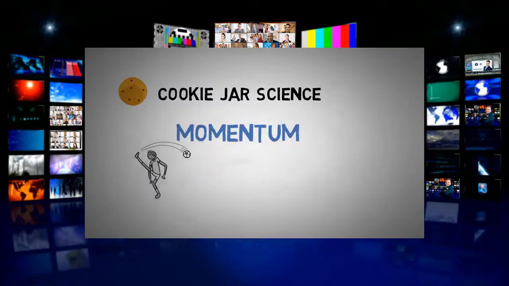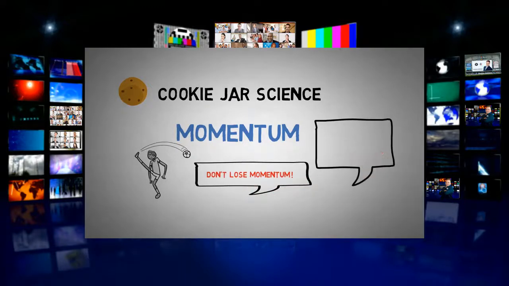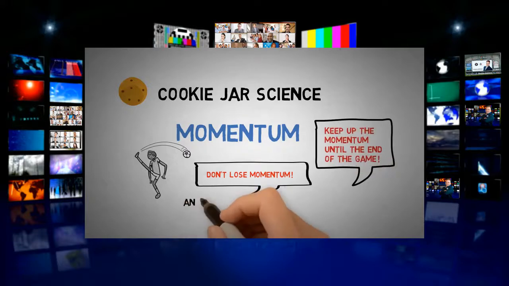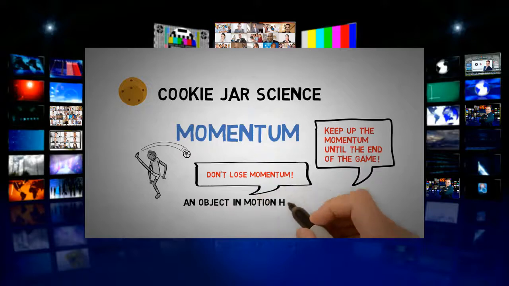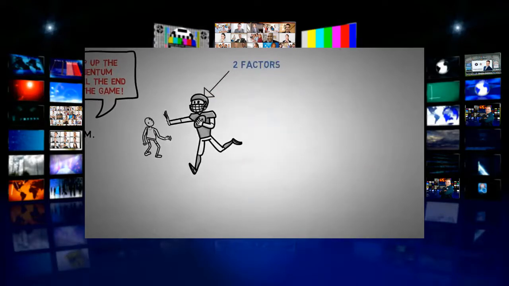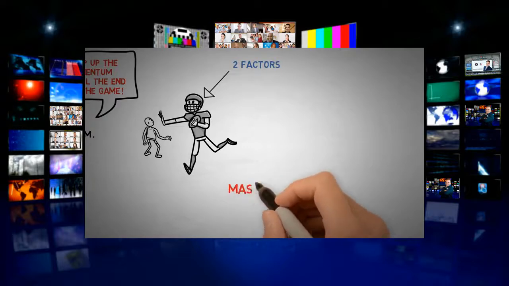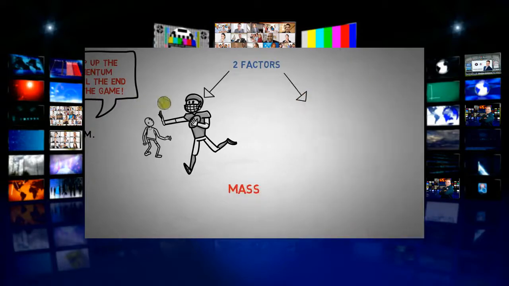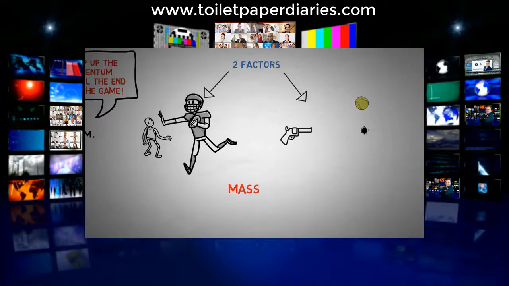If you like sports, whether playing in a team or watching them on TV, you might hear the coach say, "Don't lose momentum," or "Keep up the momentum until the end of the game." Deducing from this, it's safe to say that an object in motion has momentum. But how much momentum an object has depends on two factors. The more massive an object is, the more difficult it is to stop it from moving. So the first factor is mass. And it's easier to stop a tennis ball than to stop a bullet, because a bullet moves so much faster. This means our second factor is velocity.